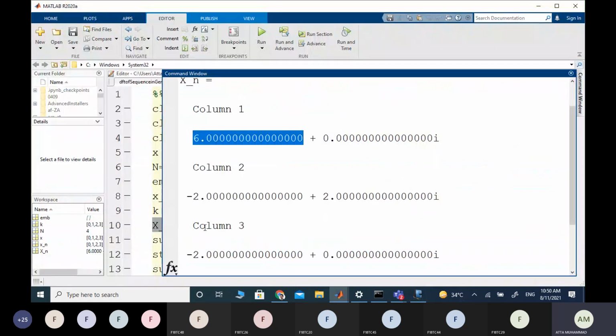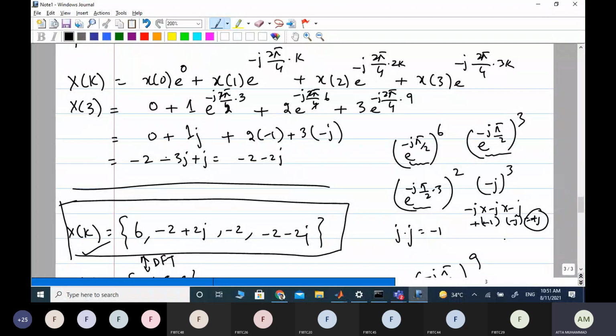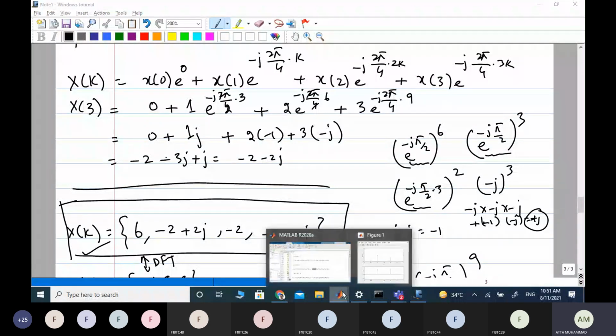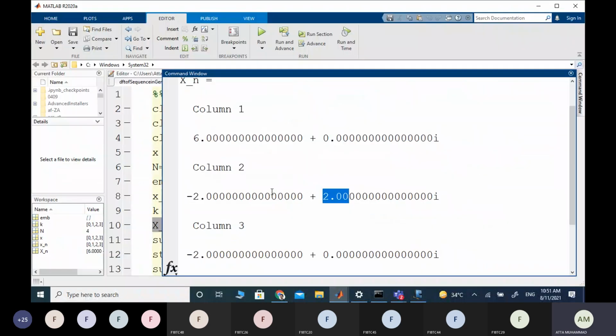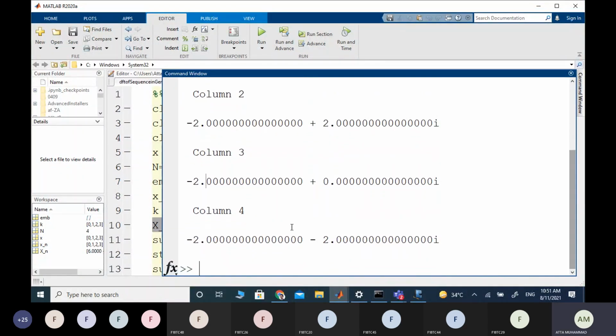Second is minus 2 plus 2j, right? Minus 2 plus 2j. And then we have just minus 2. Yes, we have minus 2. So in MATLAB we got the same. It is minus 2 only. And afterwards, the last value was minus 2 minus 2j, right? So we have minus 2 minus 2j.